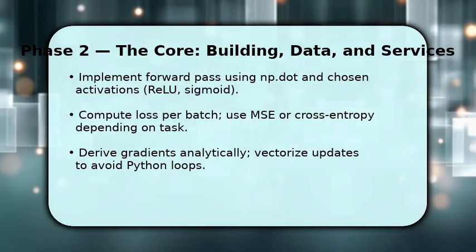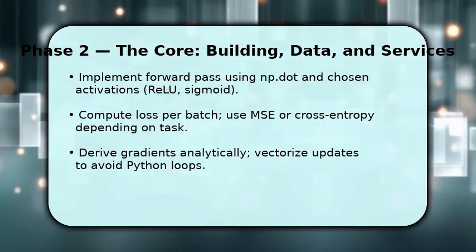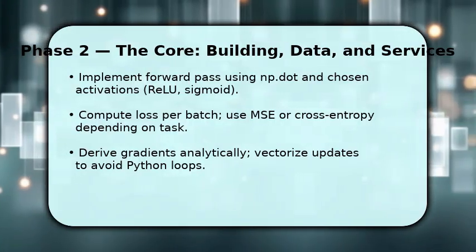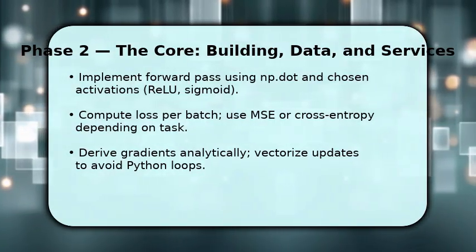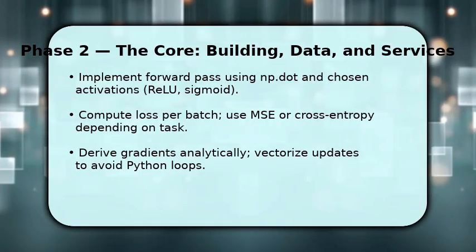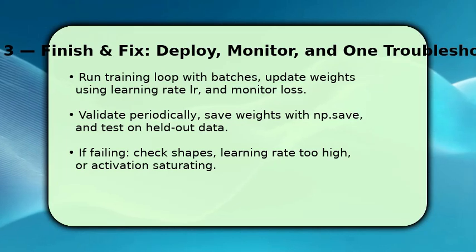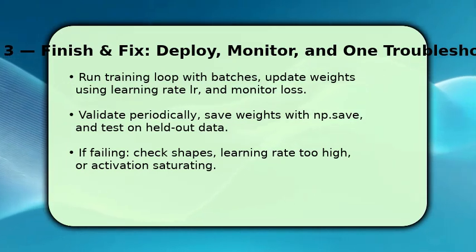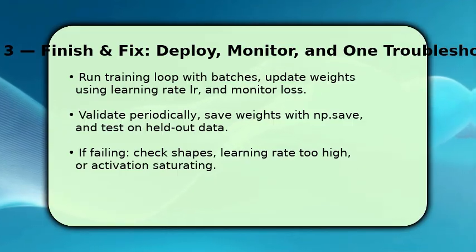a scalar to minimize. Next, derive and code the backprop gradients analytically, and vectorize them so updates operate on whole batches. This reduces runtime and numerical error, making training stable. You run the training loop. Shuffle data, form batches, compute forward and backprop, then update weights with gradient descent using a chosen learning rate.